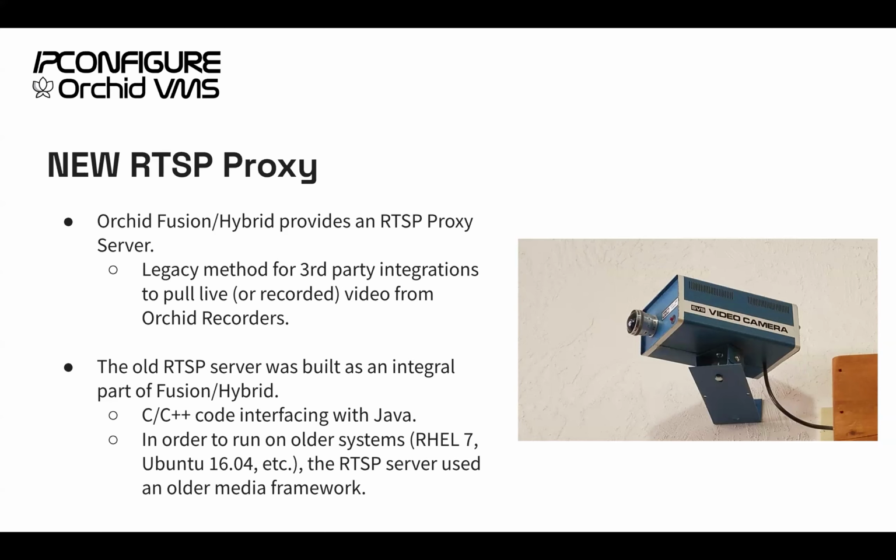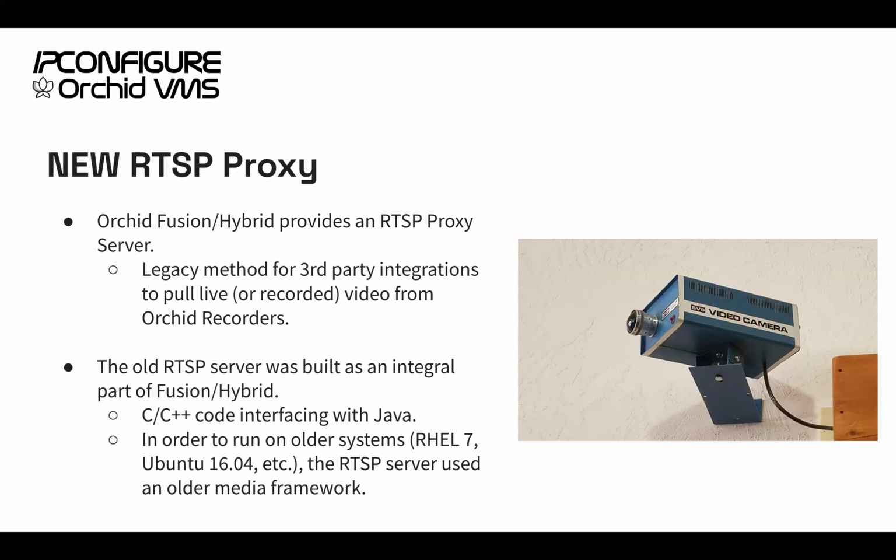Now, the old RTSP server in Orchid was functional, worked well, but it was somewhat restricted. It was using an older media framework based on the way that this server was embedded inside Orchid Fusion and Orchid Hybrid itself. In order for that embedded server to be able to run on all of the different operating systems which Orchid Fusion supports, going all the way back to Ubuntu 16.04, Red Hat Enterprise Linux 7, up to the very newest operating systems that we support now, like Ubuntu 24.04 and RHEL 9, latest versions of Red Hat.